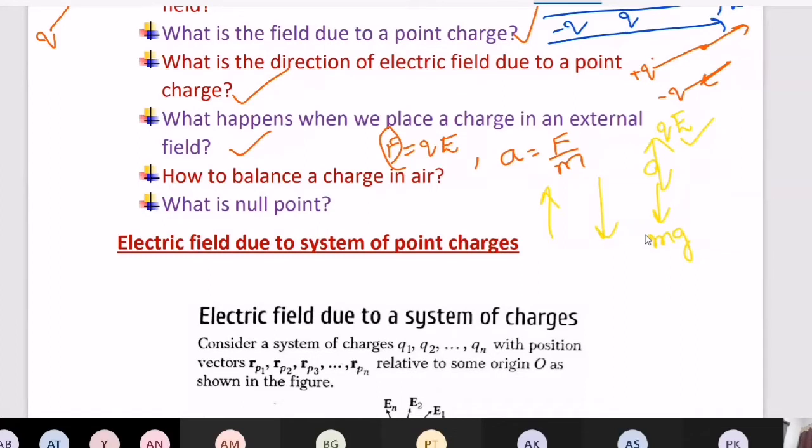So I am telling you again and again, please don't get confused with the direction. The force direction, or the field direction, or the force direction on a charge placed in the external field. Direction is very important, in which direction it is acting. Based on that only you can solve the question. So please try to take care of all those things.